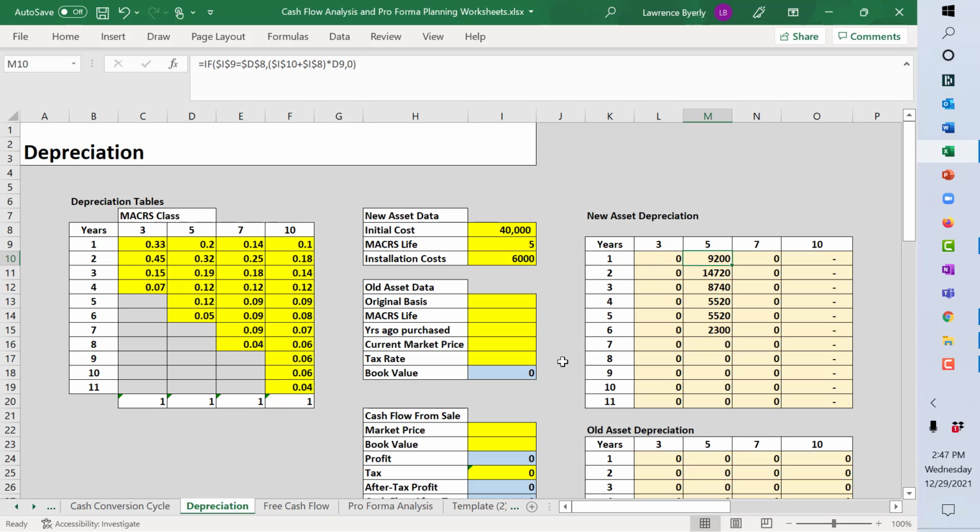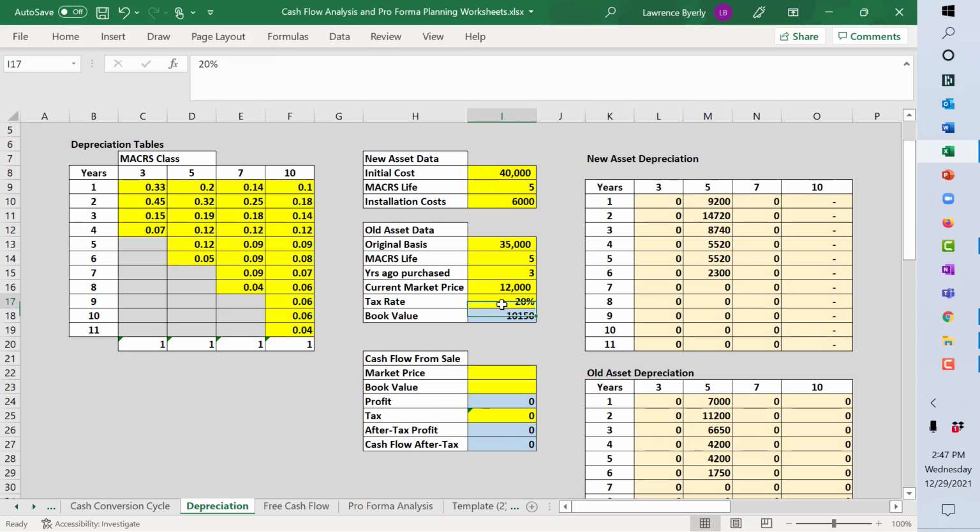Now, we're going to be replacing an asset. So the asset that we're replacing, we originally paid $35,000 for it. It was a 5-year asset, and we've beat it up pretty good. So, we only bought it 3 years ago, and it really needs some replacing. The current market price we can sell it for is about $12,000. And since we're talking about capital assets, the current capital gains tax rate is 20%. So what information did this provide us with?